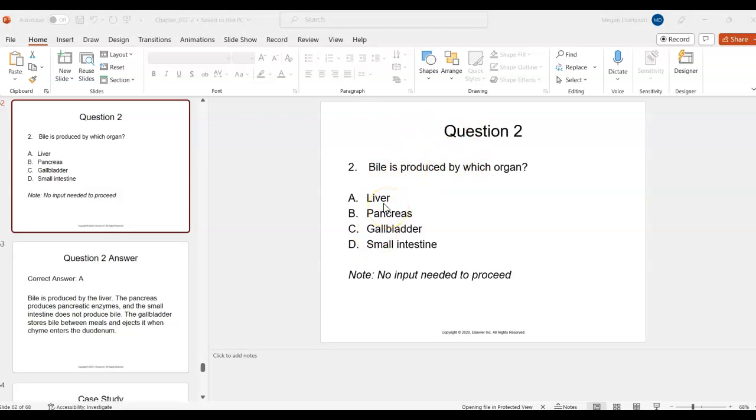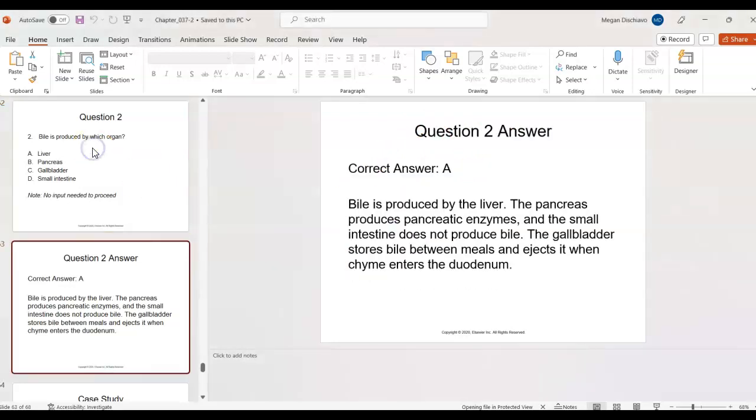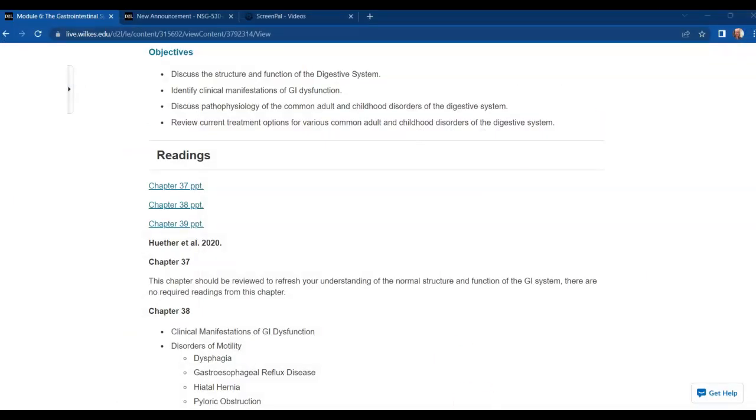Pancreas, nothing to do with bile. It is created by the liver, okay? So you gotta read the heck out of these questions. Let's look at one or two more.